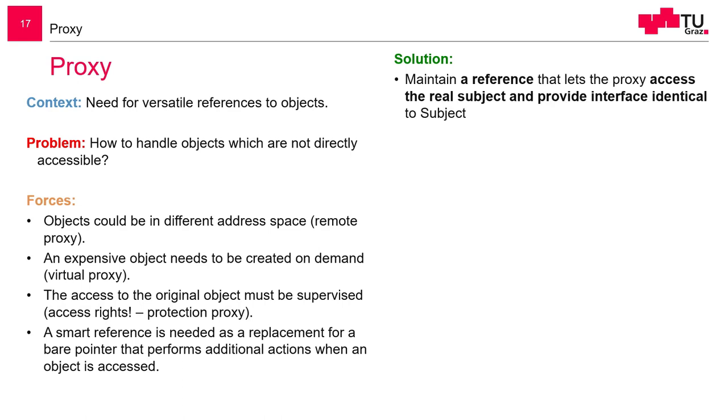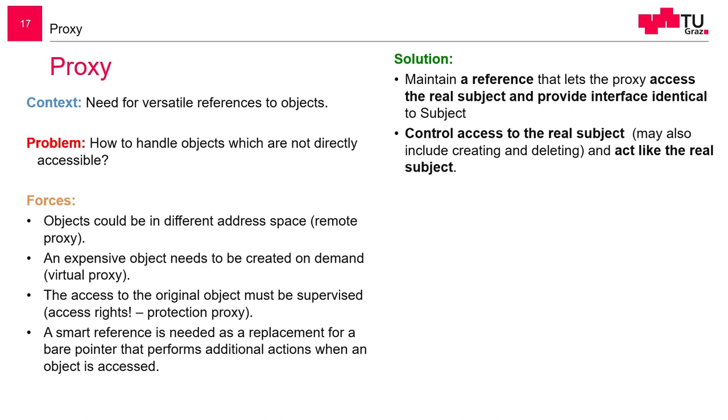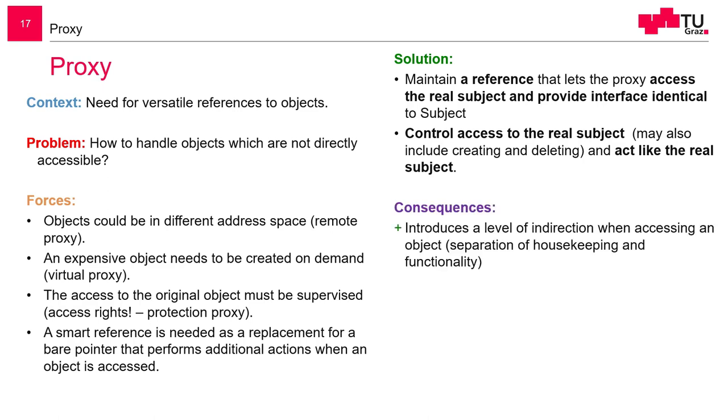So the solution is to give a reference, a placeholder class to the client, which has the same interface, but accesses the real object underneath. And of course, it should reroute all the calls to the real object. It should act like the real object or subject. It's always called subject in this pattern. So it's completely transparent to the user that the object isn't, for example, at the own machine, but at another machine. And that's the idea of the proxy.